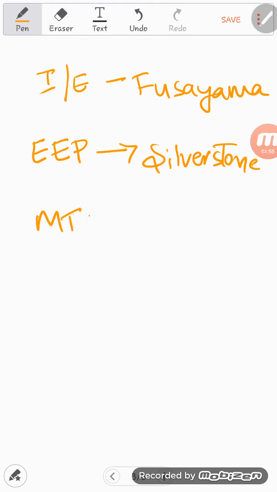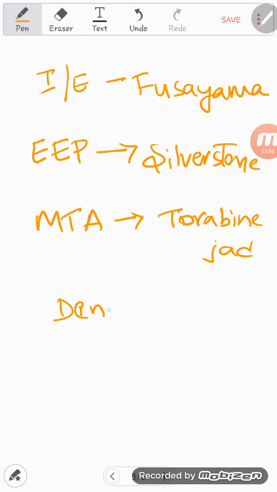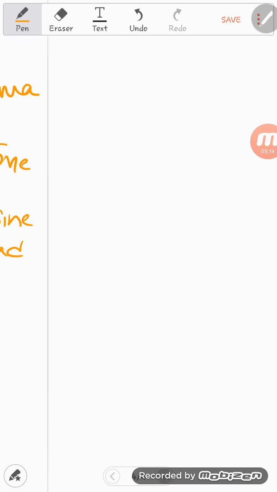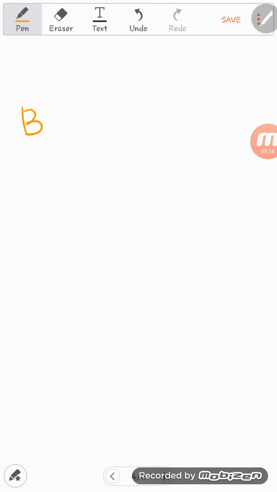MTA was first given by Torabinejad, and in dentistry first used by Lee. Balance force technique was given by Roane et al.